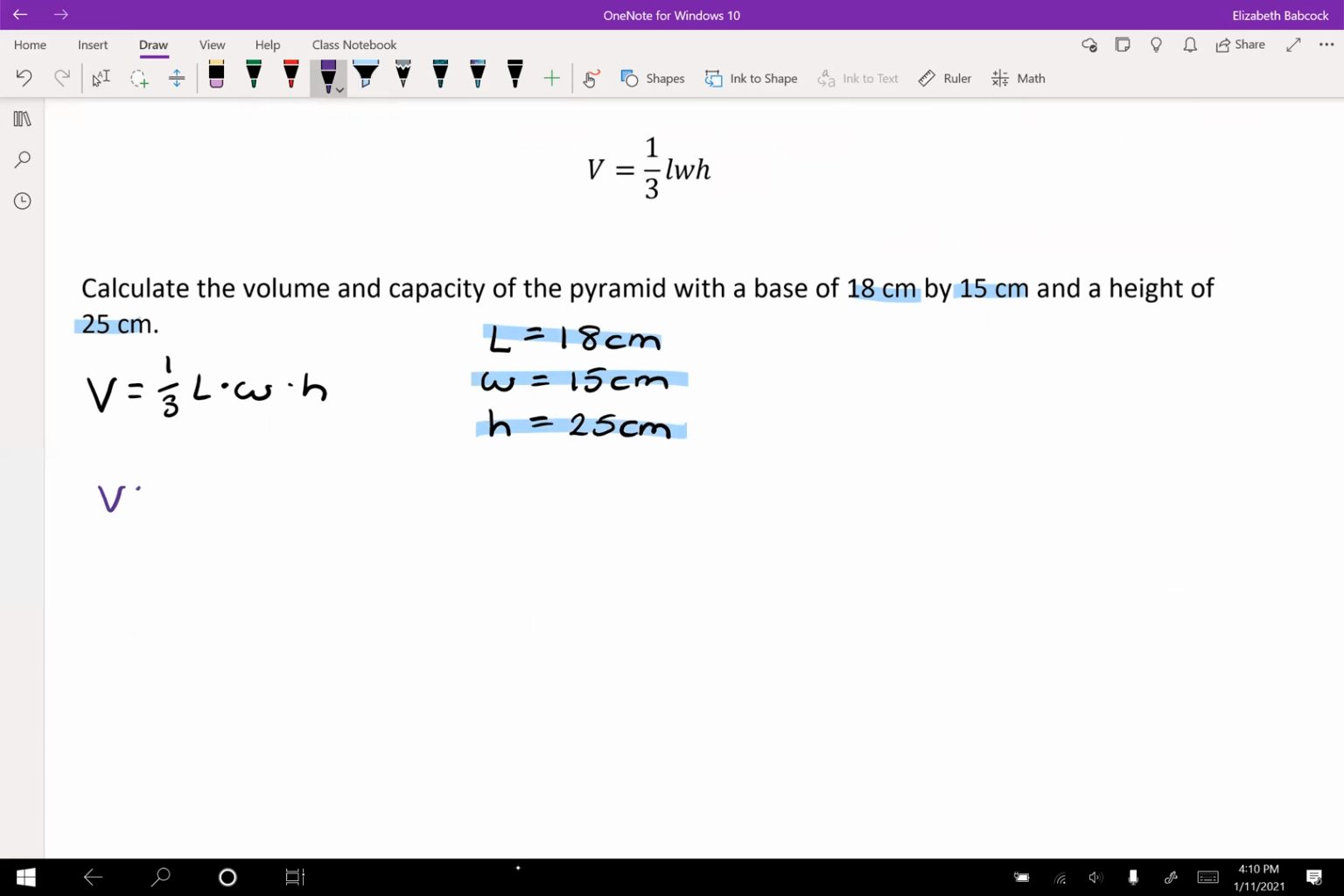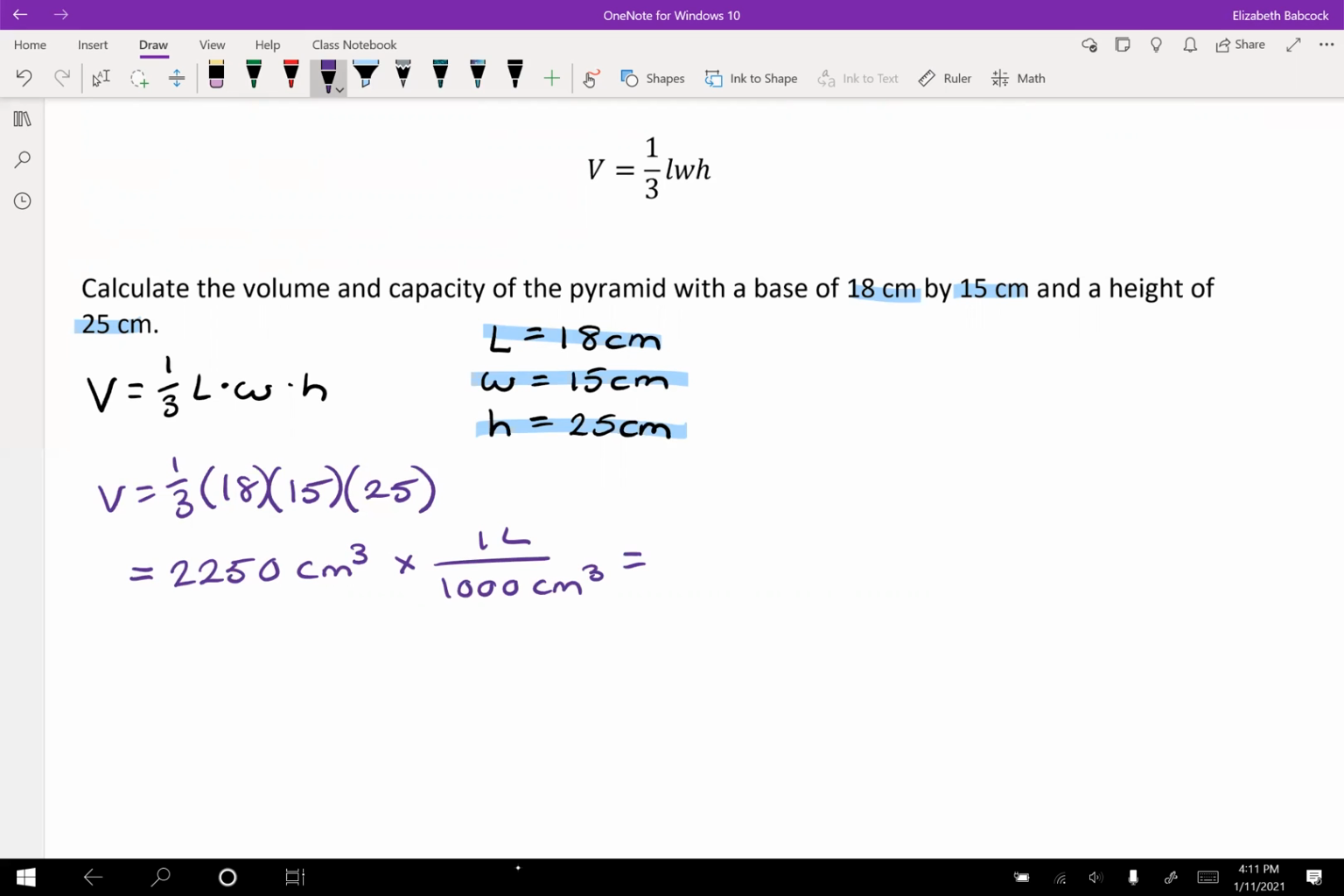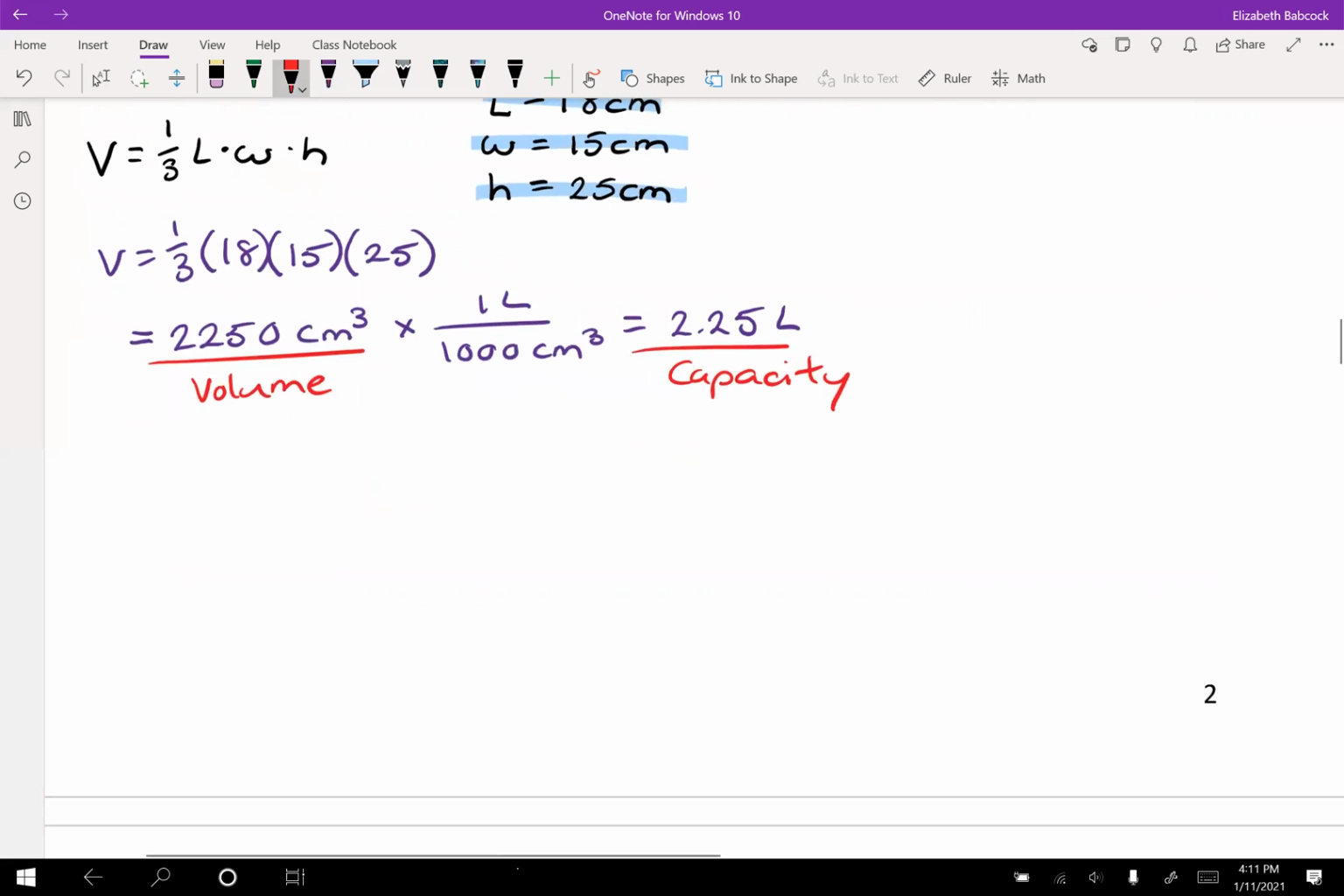So volume is equal to 1 over 3 times 18, 15, 25. Multiply those out and you get 2,250 centimeters cubed times 1 liter over 1,000 centimeters cubed, and you get 2.25 liters. Okay. Volume, capacity. Okay. Moving on.